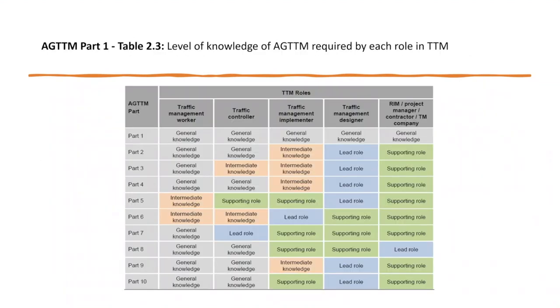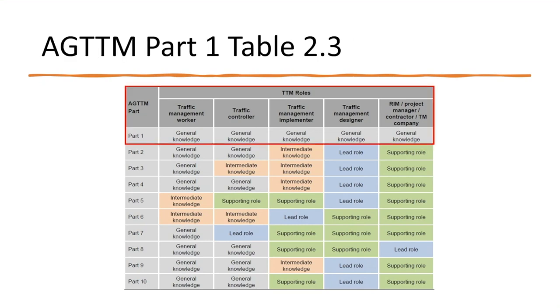It leads into a nice little table here out of the Austroads Guide, part 1. I like this table. Part 1, level of knowledge. Who needs to know what? I said earlier around general knowledge. If we have a look at the columns there, TMI, you can see there, part 6, they're to take a leading role in that. Or the traffic controller, in part 7, they're taking a leading role. But I said about the generalist knowledge, and really everyone around the room is already familiar with this table, I'm sure, because it comes from part 1 and everyone in the room has that generalist knowledge. But what I did note is in the attendees list, there's actually quite a mix of individuals.